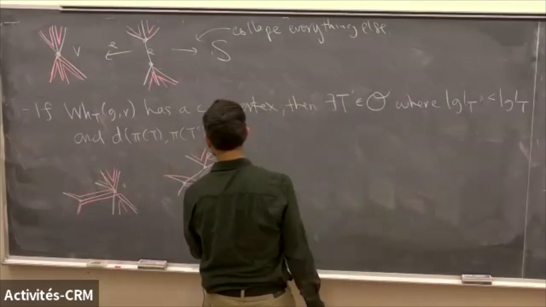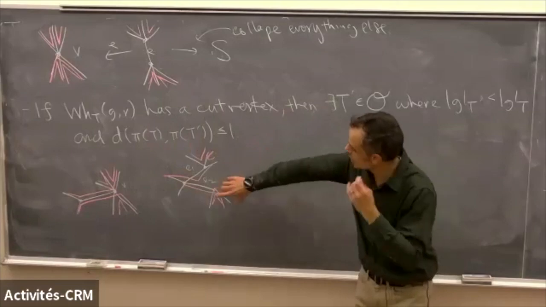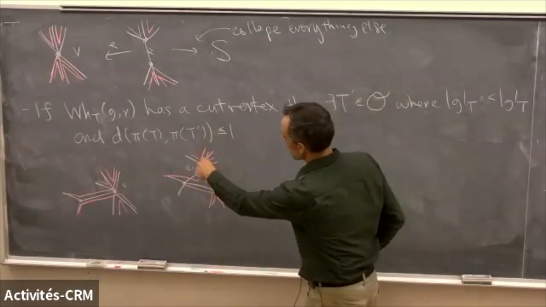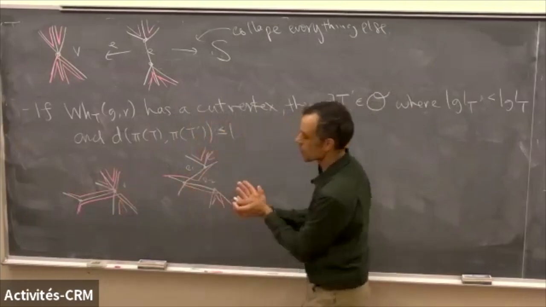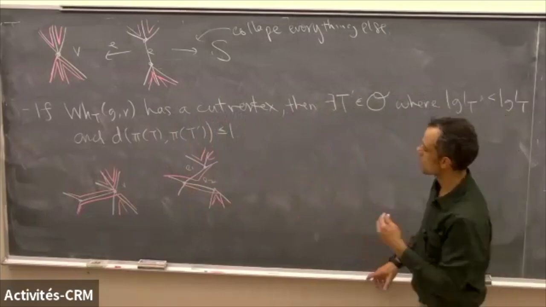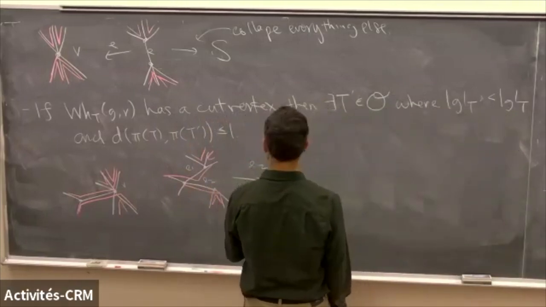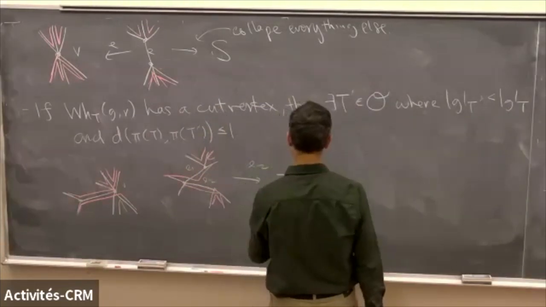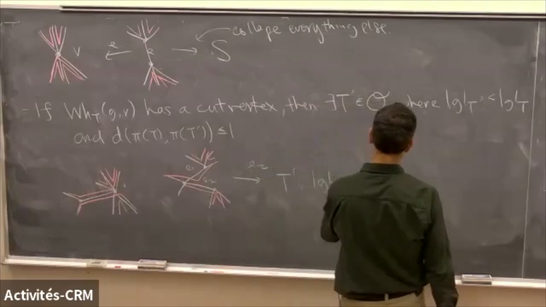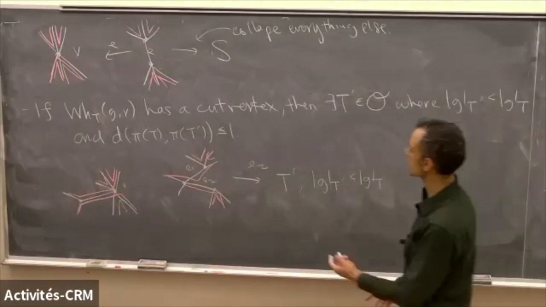Call these edges E1 and E2. Notice that since that was a cut vertex there, I didn't make any of these things longer. If something had to go from the top to the bottom, then when I unfolded, I would have made one of those axes longer. But since I can cut this open without making anything longer, now I can collapse the edge E2 to get this tree T prime. And in here, I know that the length is less than the length in T.